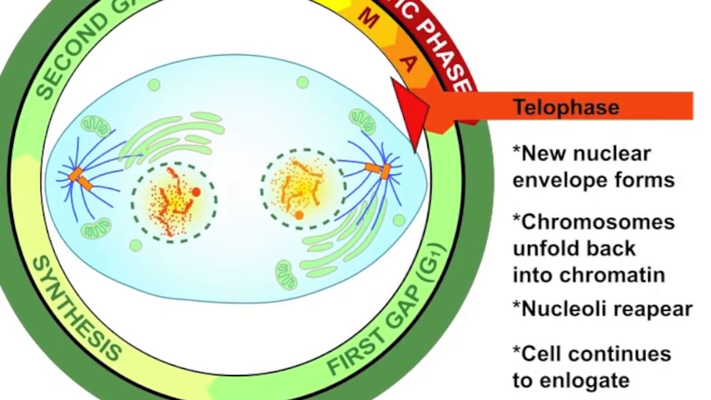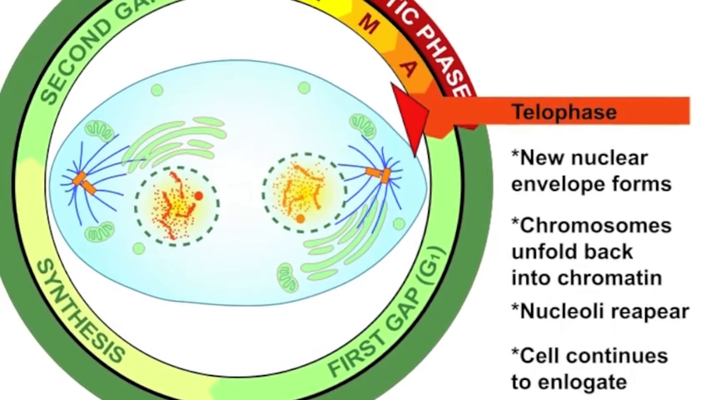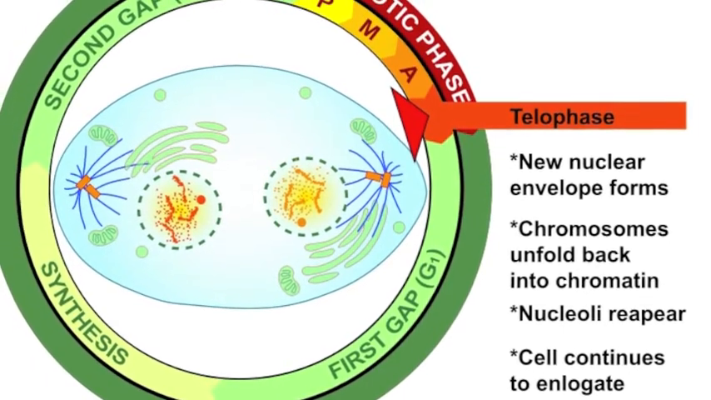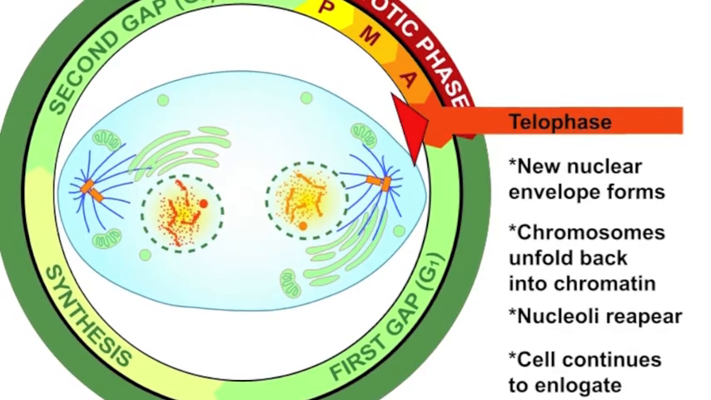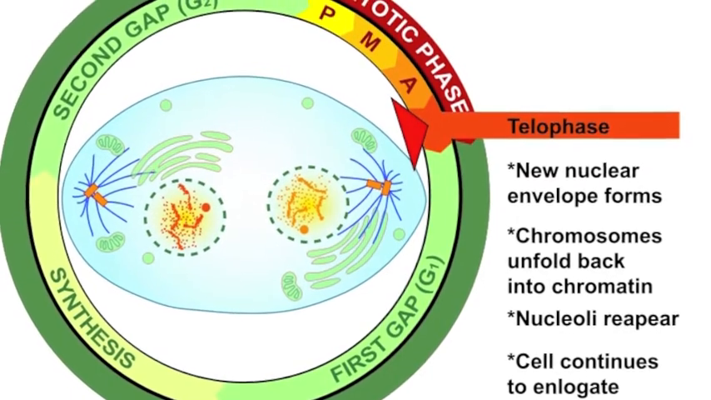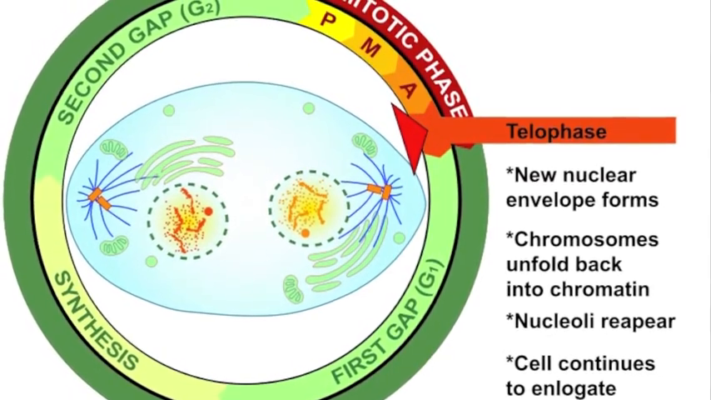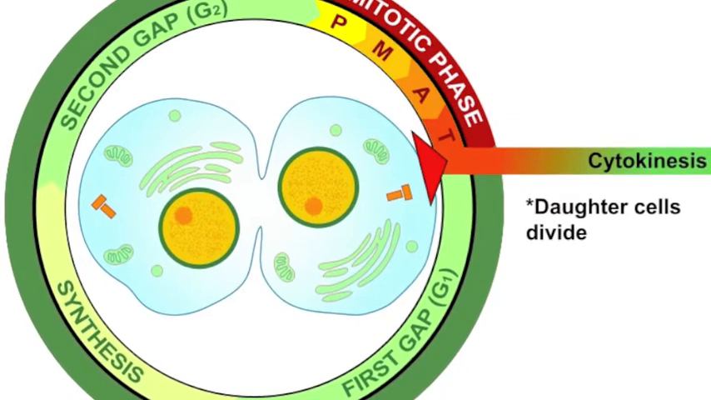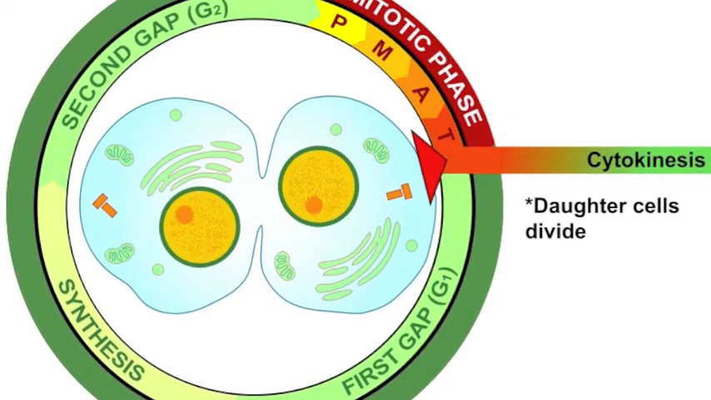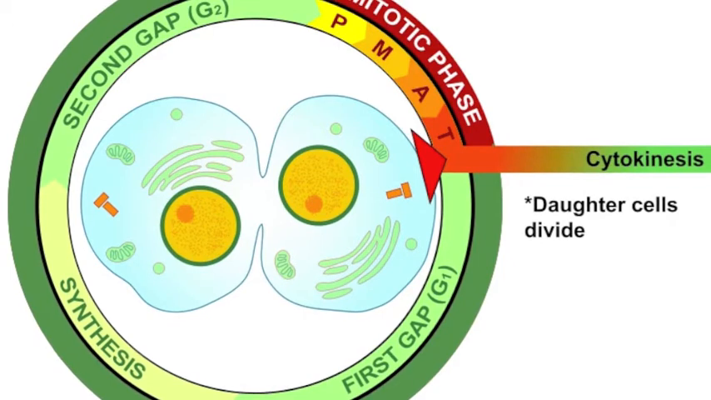In telophase, the nuclear membrane begins to reform around the unwinding chromosomes, and the nucleoli begin to reappear. The two daughter nuclei will be identical to the nucleus of the parent cell. Cytokinesis accompanies telophase, but is not technically part of mitosis. It is when the cytoplasm divides.